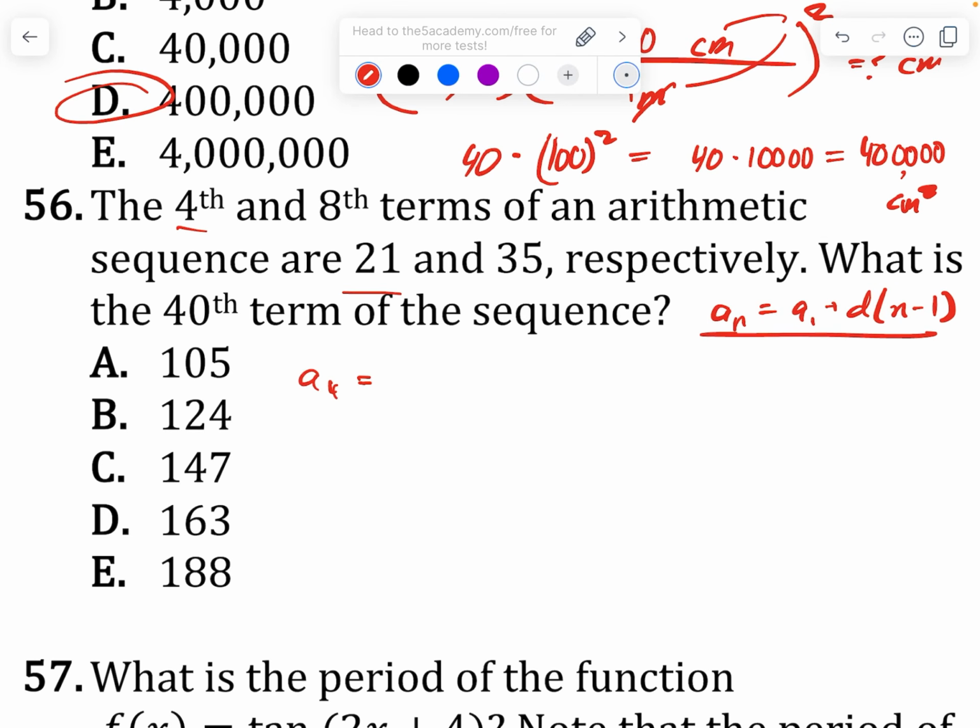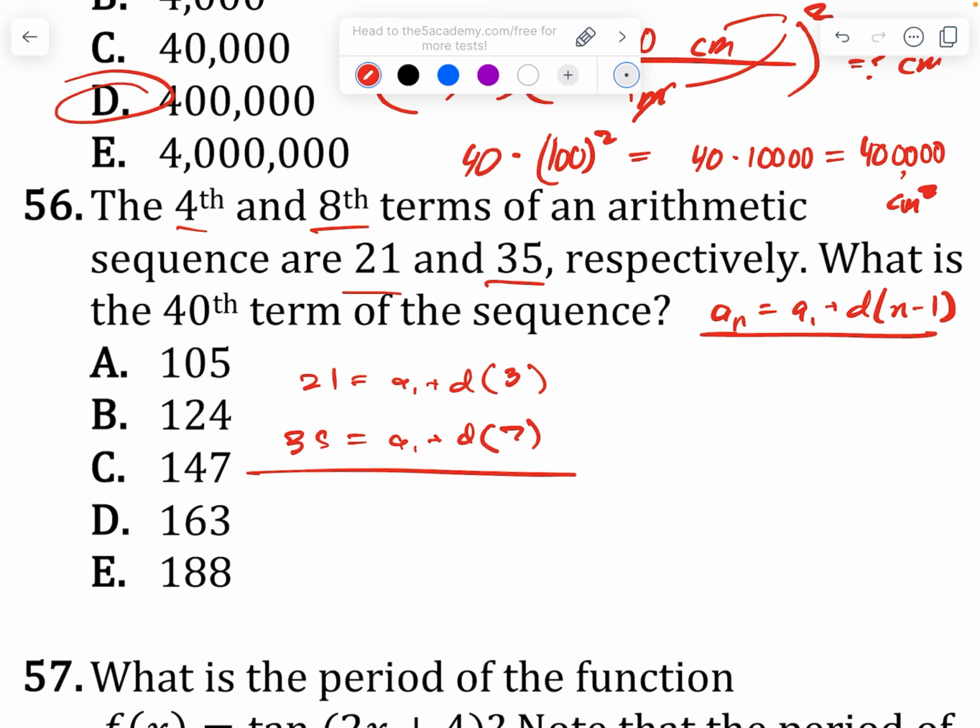So A4 is going to be equal to 21. 21 is equal to A1 plus D times, this is not going to be 20, this is going to be n minus 1. N in this case is 4 because it's the 4th term. So it's going to be 3 times D. And then for A8, 35 is going to be equal to A1 plus D times 8 minus 1, 7.